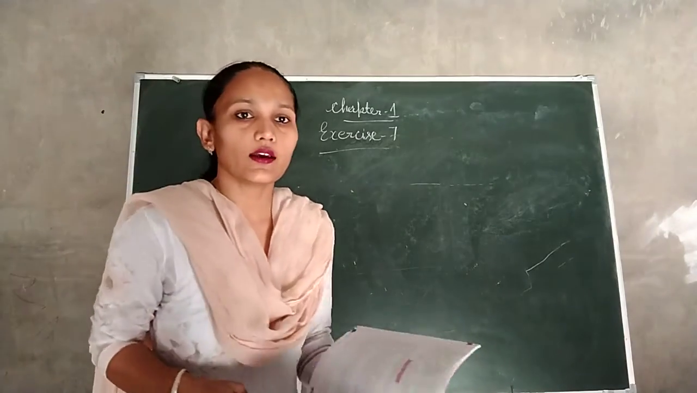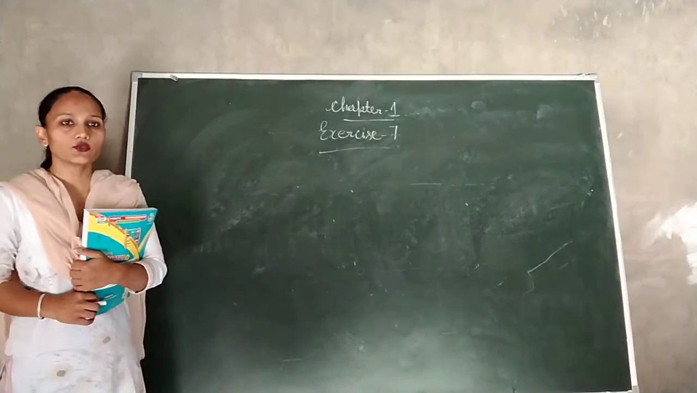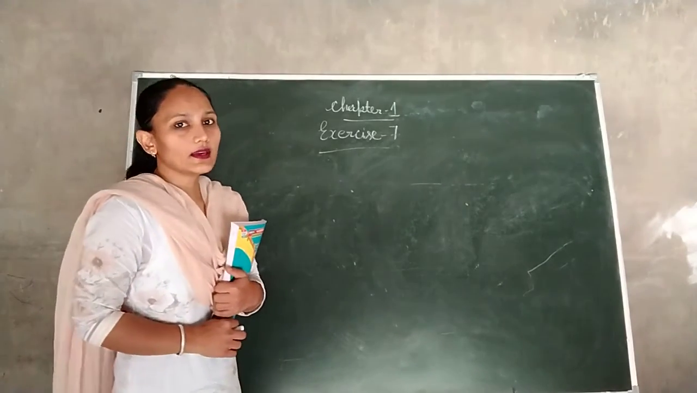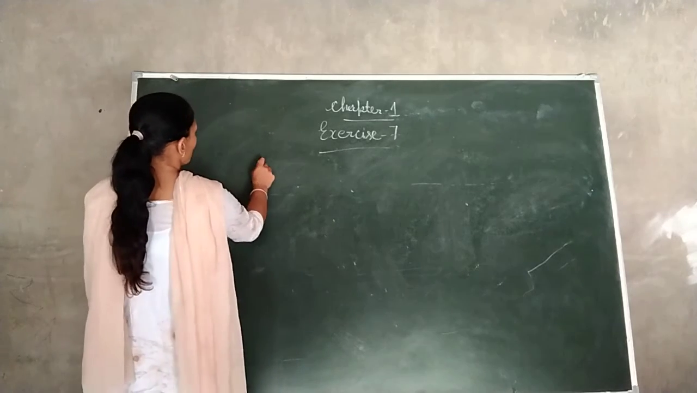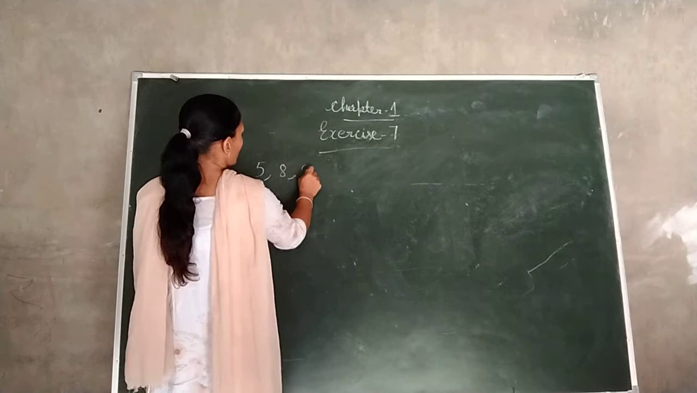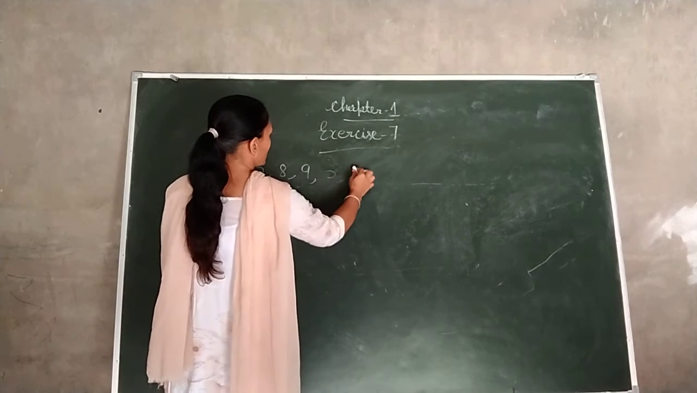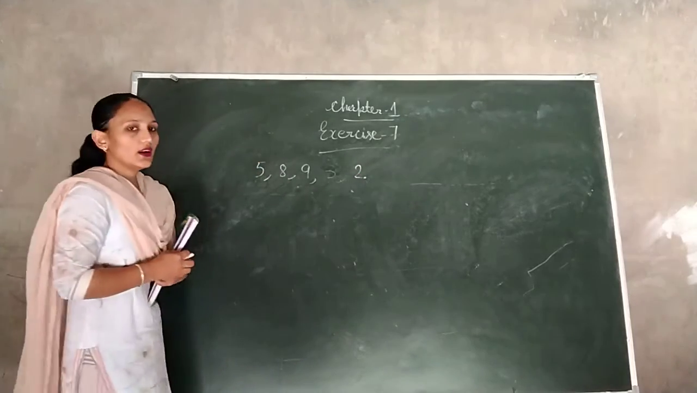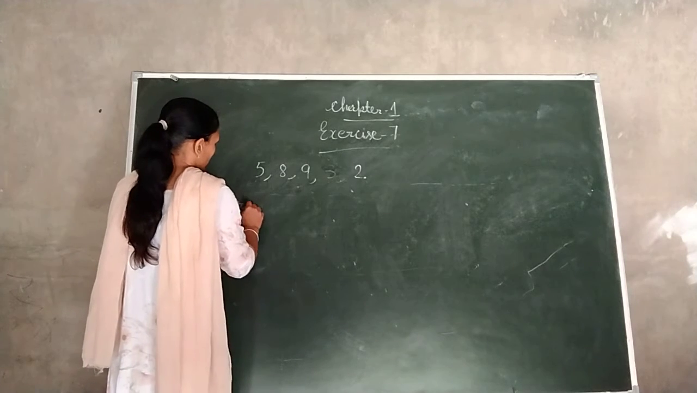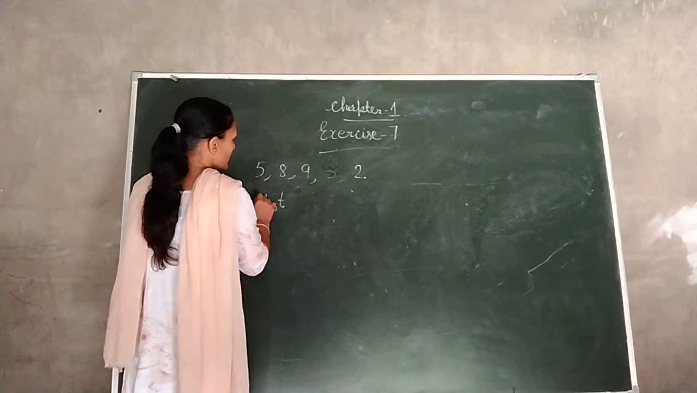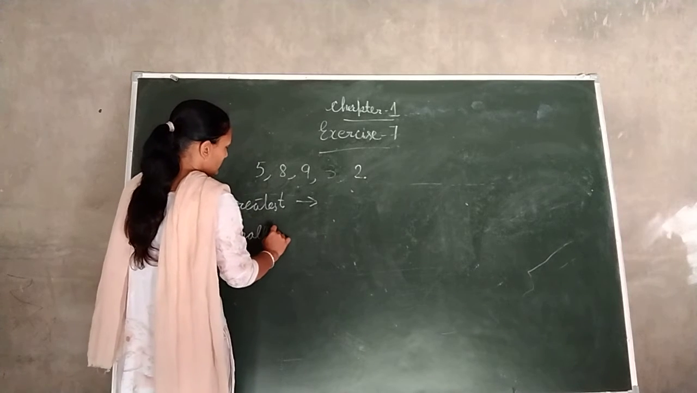In this we are given some digits, and by using those digits we have to make the greatest and smallest number. Suppose we are given the digits 5, 8, 9, 3, 4, and we have to make a number. We have to make the greatest number by using these digits, and the smallest number by using these digits.